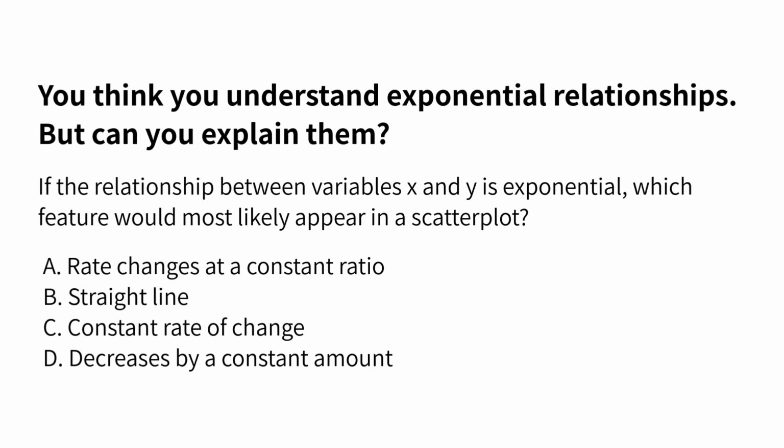Look at the choices. A. Rate changes at a constant ratio. B. Straight line. C. Constant rate of change. D. Decreases by a constant amount. Which one are you choosing, and more importantly, why? Pause here if you need to.